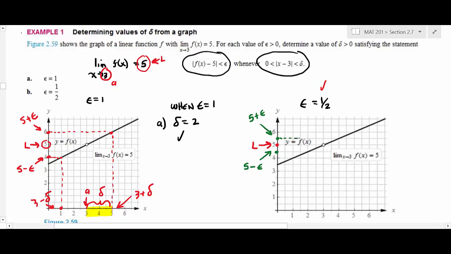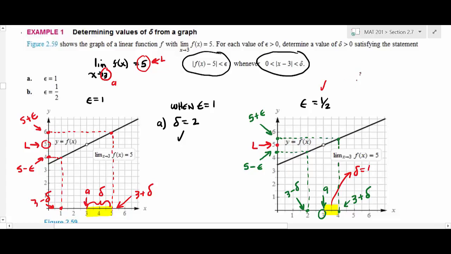Then we follow over to the function, and again a is 3. If we go straight down, we get the value of 3 plus delta. Now we go back here, follow the function again, and go straight down, and that value right there is going to be 3 minus delta. So what we conclude now is that delta is that distance right there. So delta is going to be equal to 1.